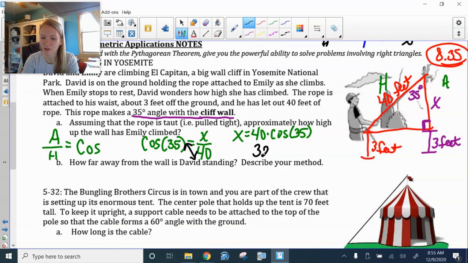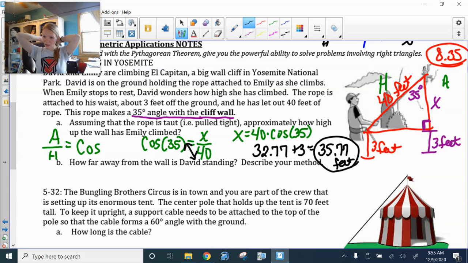Remember that we do have to add our 3 feet from David's waist down. So she's really about 35, almost 36 feet up in the air. The other question then, or the next question, is how far from the wall is David standing? So we want to know the distance on the bottom.